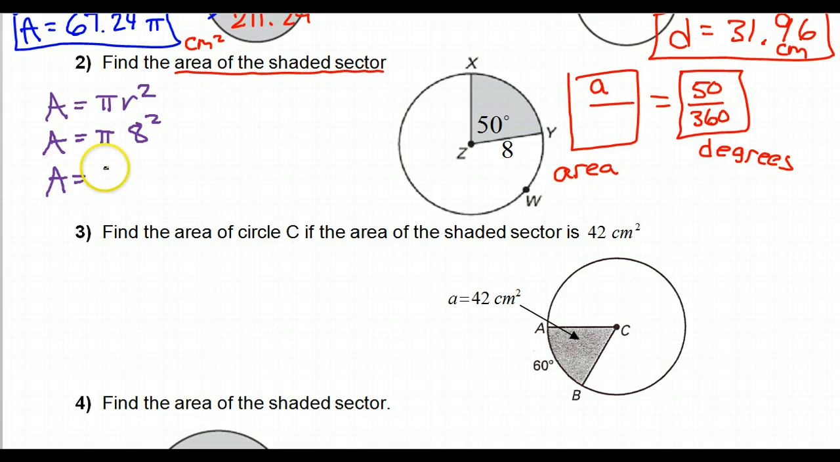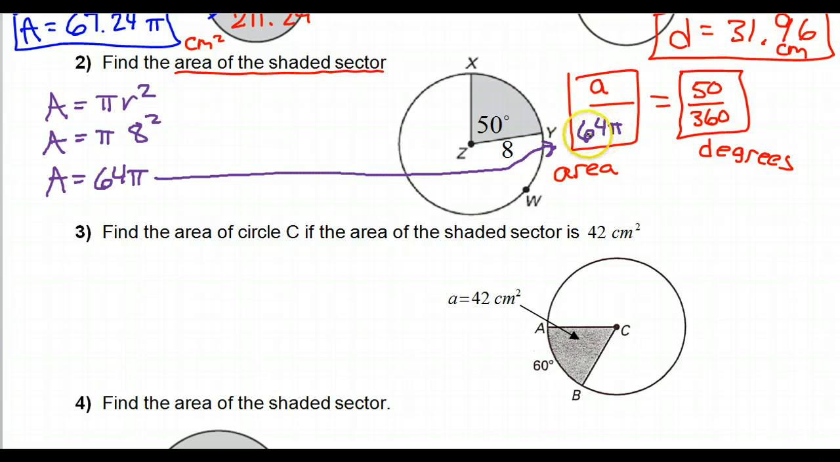That means the area of the whole circle is 64 pi. So that is going to go right here, 64 pi. So partial area, that's what we're looking for, divided by the whole area, pi r squared, which turns out to be 64 pi. So this is the equation that we need to solve to find this partial area. So let's go on and solve it.